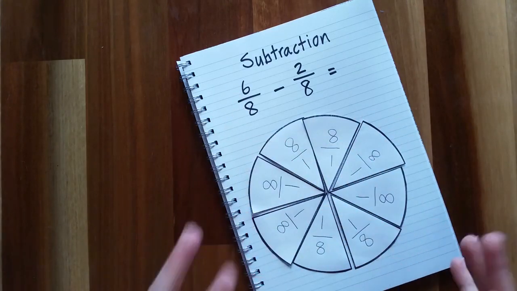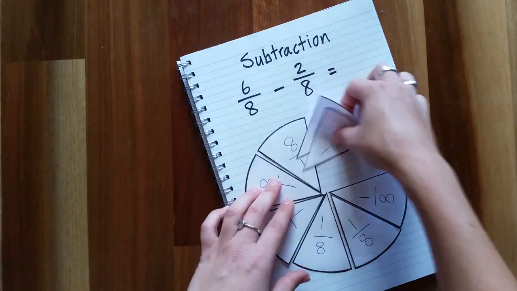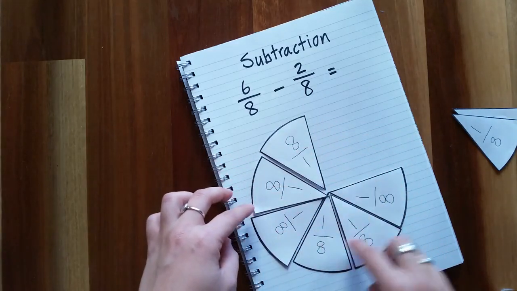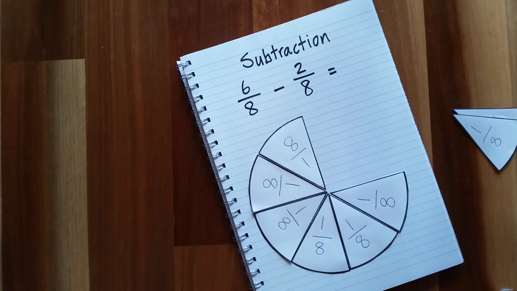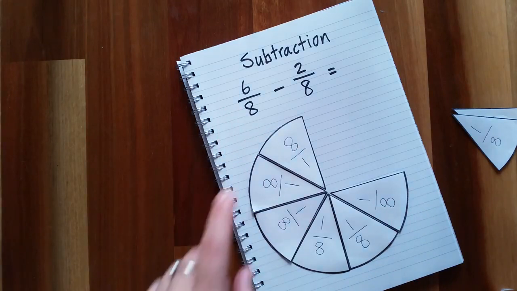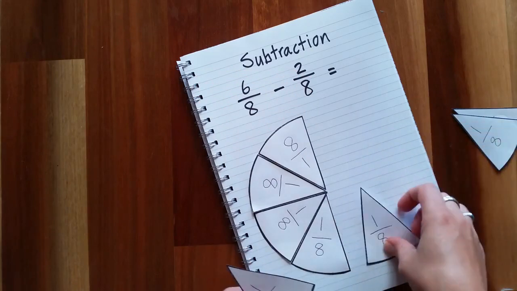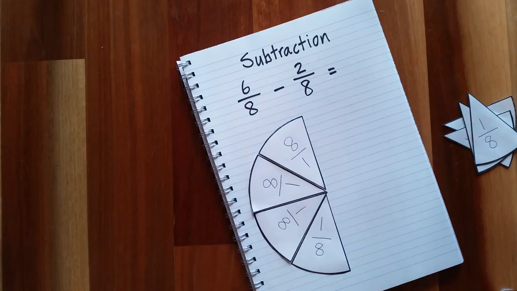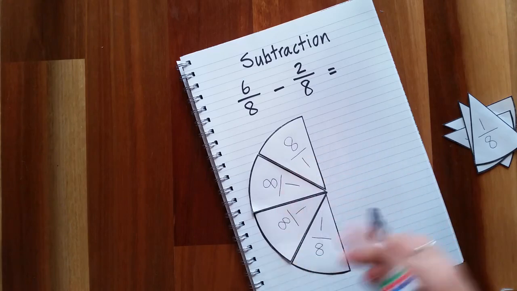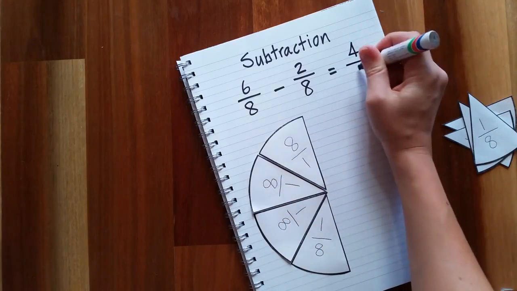But in this equation, we're not starting with a full whole, we're only starting with 6/8. So 1, 2, 3, 4, 5, 6. So that's what we're starting with, 6/8. The equation then tells us to take away 2/8. So we're going to take away 2 parts of this whole. And just by looking at the picture, we can now see that our answer for this subtraction equation is 1, 2, 3, 4/8.